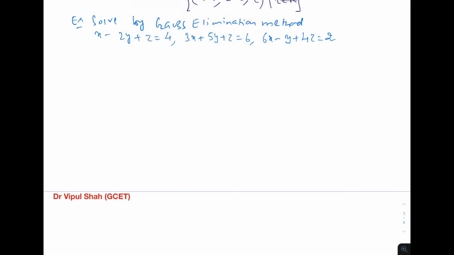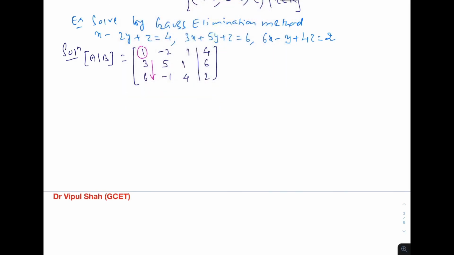Okay, so let us now solve that. So the augmented matrix is 1 minus 2 1 4, then 3 5 1 6, 6 minus 1 4 and 2. Now here we are having 1, so make the entries below it to be 0. So in R2 minus 3R1, in R3 minus 6R1.